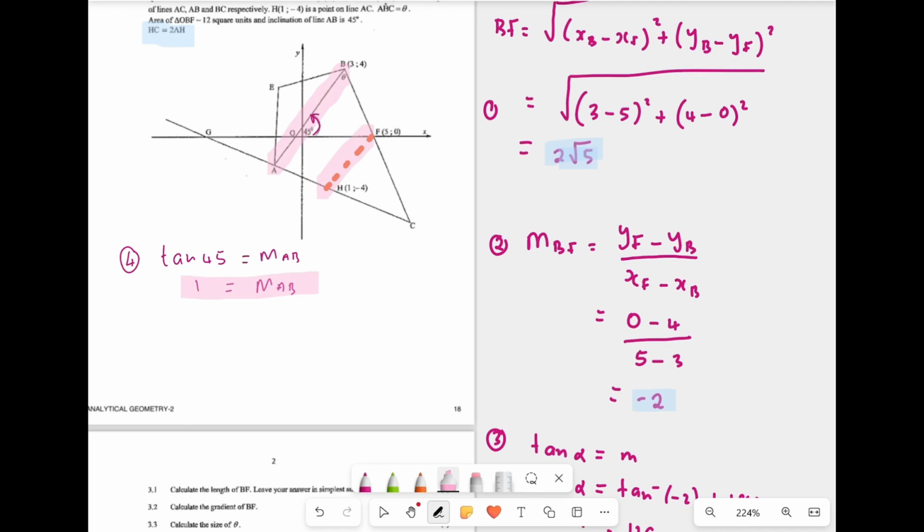Now, I need to calculate the gradient of HF. With H and F, I do have the coordinates, so I can use the formula change in Y over change in X. The gradient of HF is equal to YF minus YH, all over XF minus XH. Substituting, YF is equal to 0 minus, what is YH? It is minus 4, so minus into minus 4, all divided by 5 minus 1. So here again we are getting the gradient of HF as 1.